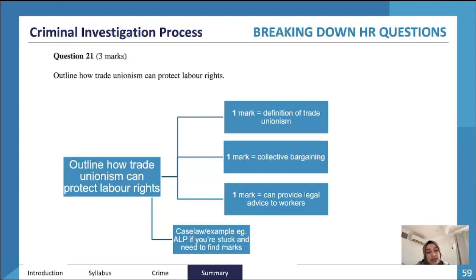Have a think about it. And then you can also integrate a case law example, for example, Australian Labor Party. If you're stuck and you need to find marks, that can be a good way to still get those marks. Okay, so again, have a think about how you would approach this. I'll give you a bit of time to answer that one, and then we can go from there.